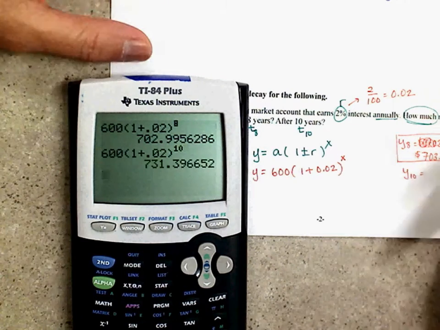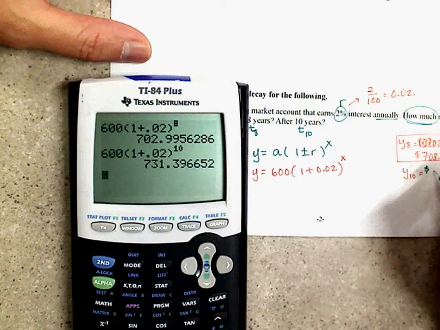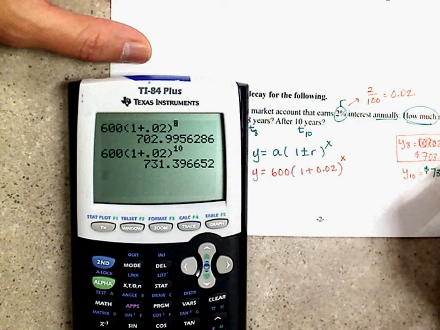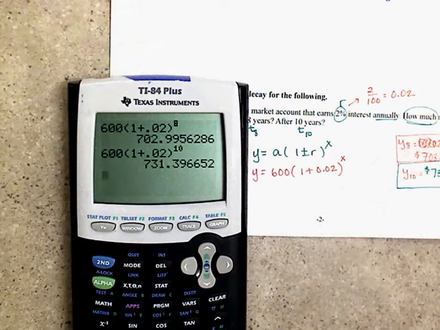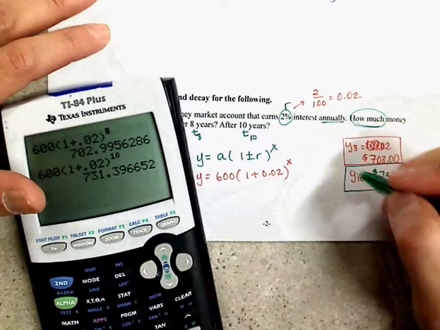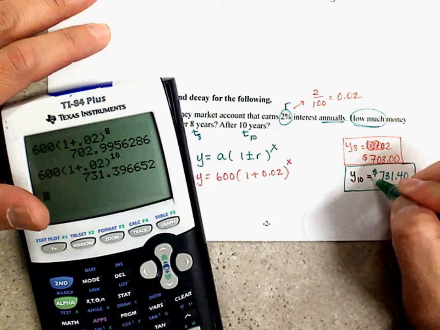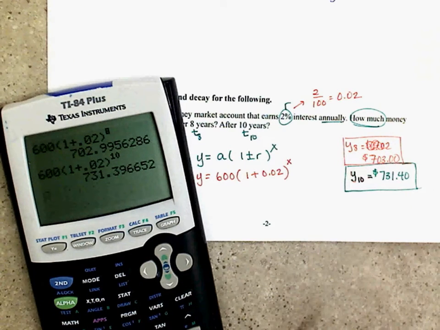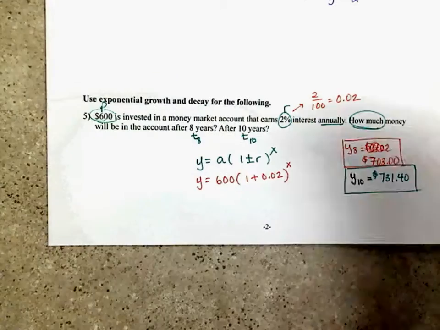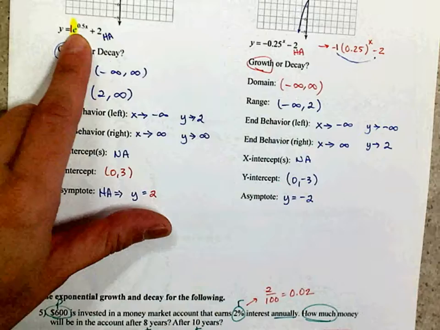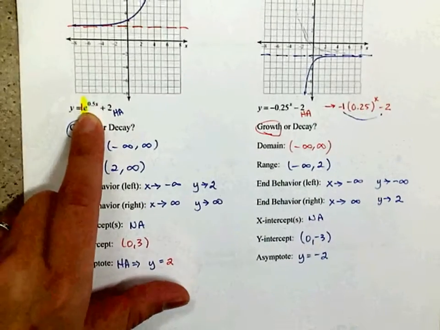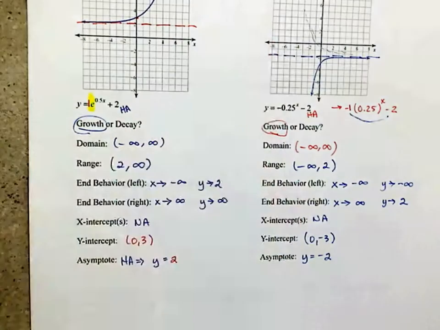So in 10 years, I'm going to have $731.40. There you go. Okay. So one's at $731.40, one's at $703. 2 years, about $30 difference. That is not bad. All right. Good luck, guys. Remember, just because you see that, don't be scared of it. All you're doing is analyzing the graph. Okay? Good luck.